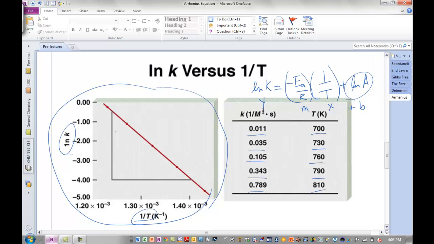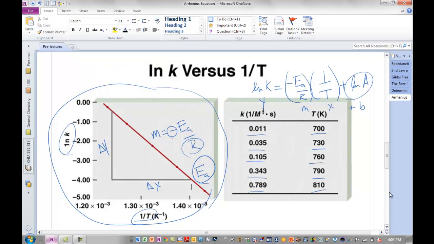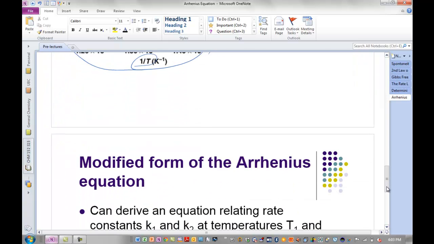We typically don't need that. Okay? But here we are calculating the slope, delta y over delta x. That slope will equal minus EA over R. Once we get that slope, we still have to multiply the slope by the gas constant, change the sign, and then we can solve for E sub A. So that's one way that we can solve for the activation energy from a plot of data. So make sure you know how to do that. You'll have a problem like that in the pre-lecture quiz. We'll do a problem like that in class.